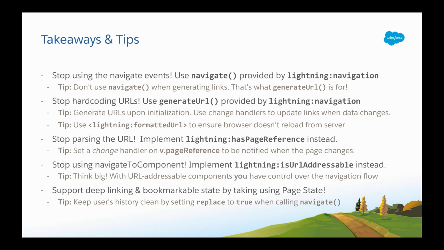You want to stop parsing URLs and use hasPageReference, which will provide you the page reference component. If you're in LWC, also use the CurrentPageReference @wire. And to navigate to a component, stop using the navigateToComponent event and start using lightning:isUrlAddressable. And finally, please take advantage of deep linking and bookmarkable state. I think there's a lot of interesting and powerful things you can do with this. If you think about it, you can create wizard flows, all sorts of things with that.